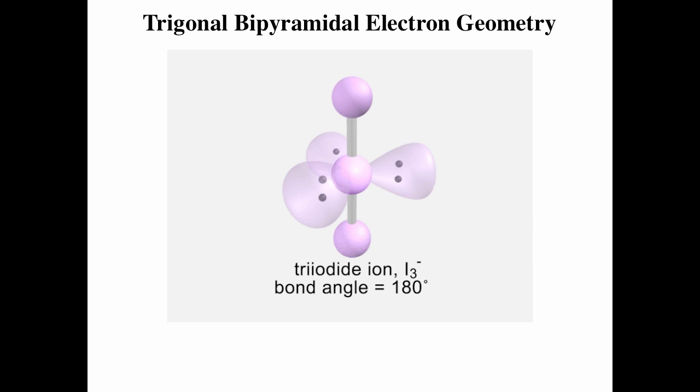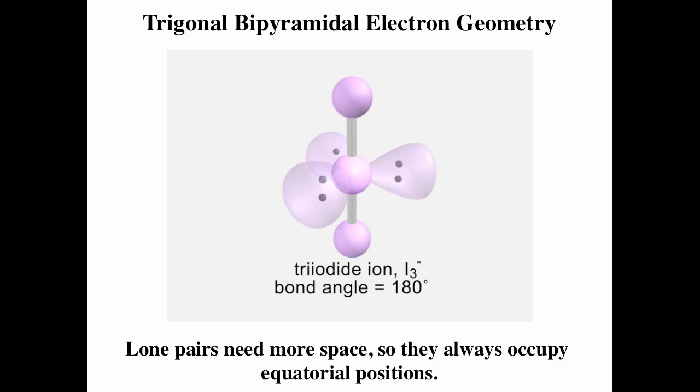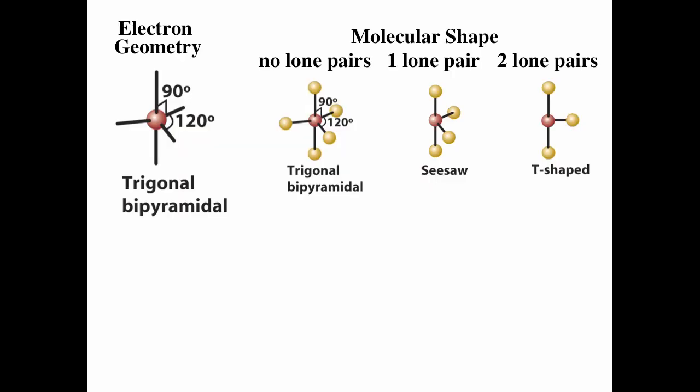And so elements in the 3rd row and lower can have more than 8 valence electrons. And so that's how we can get 5 regions of electron density. If we have 5 regions of electron density, that gives us trigonal bipyramidal electron geometry. Now, if we have no lone pairs on the center atom, then we also have a trigonal bipyramidal molecular shape. The trigonal bipyramidal shape is the only one that we'll really talk about where the regions are a little bit different.